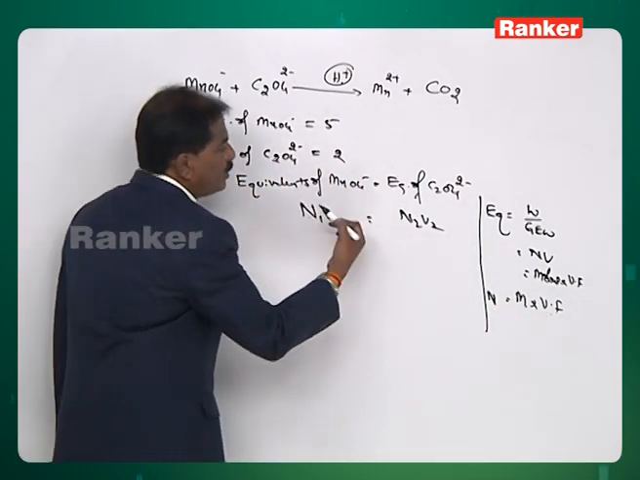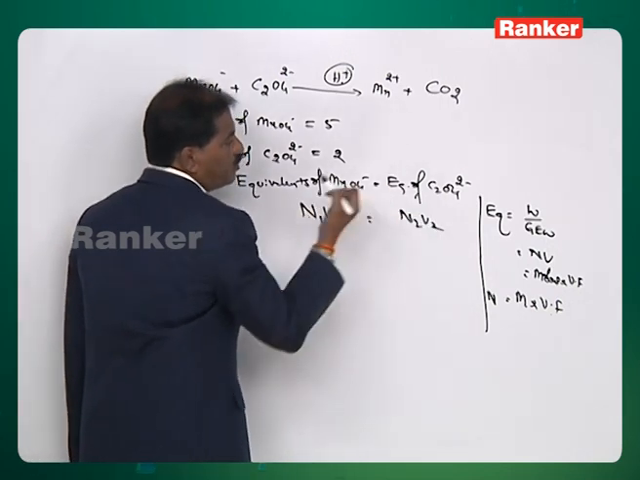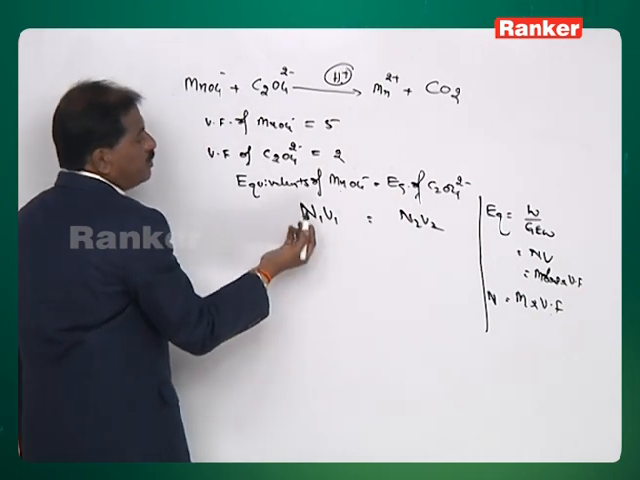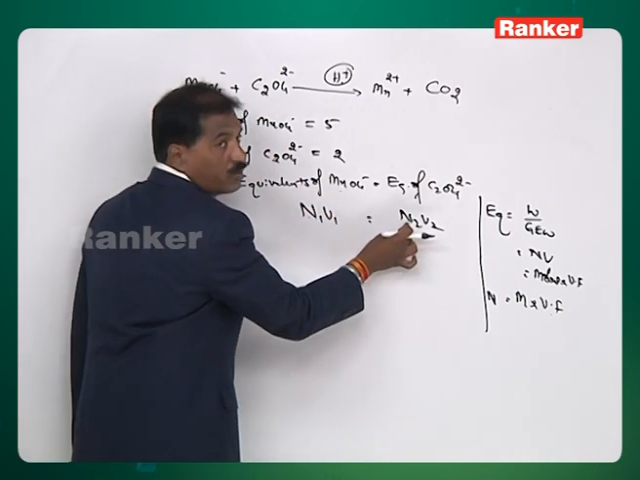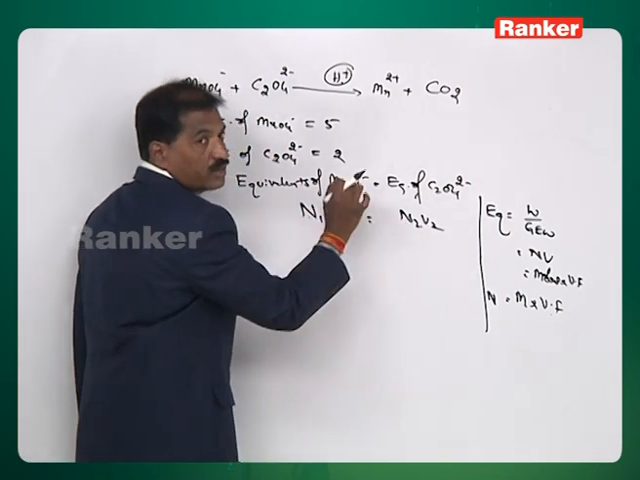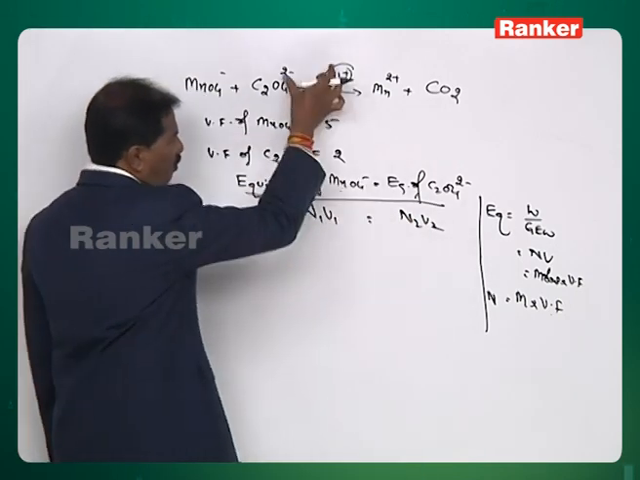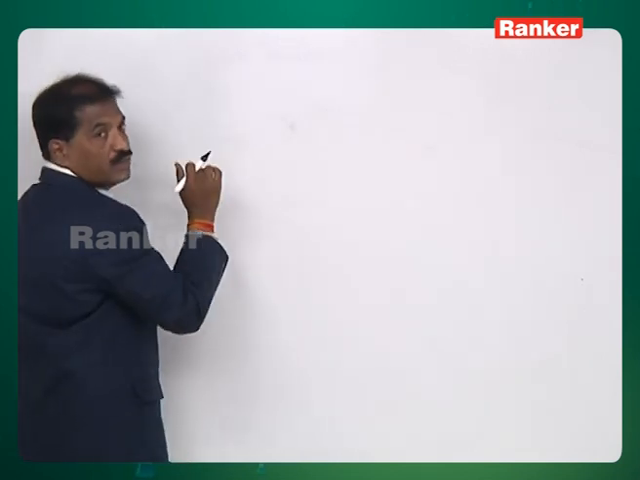Then from normality, we can use this relation: equivalence of the first reactant is equal to equivalence of the second reactant. So by using this formula, if they give the normality and volume of the first reactant, and the normality of the second, we can calculate the volume like that. So based on the equivalence principle, all redox reactions can be easily simplified. Similarly, let us discuss another example.